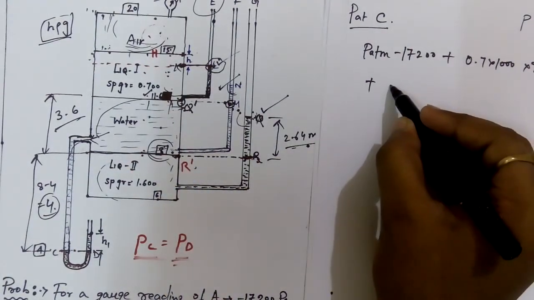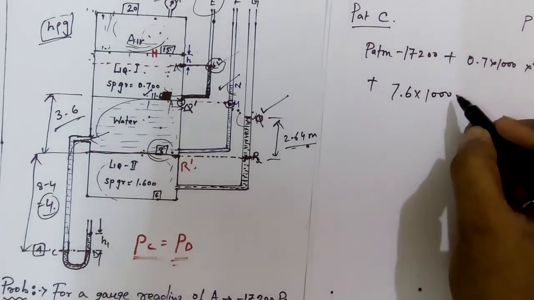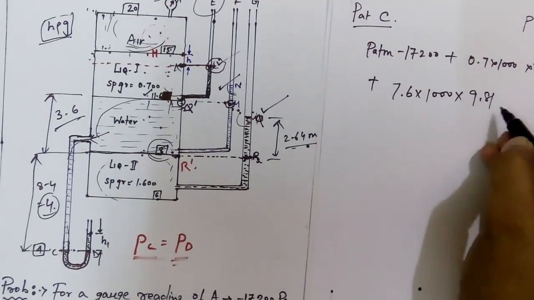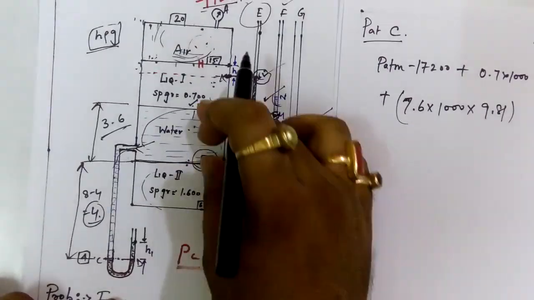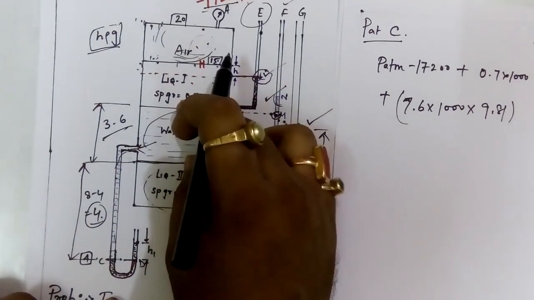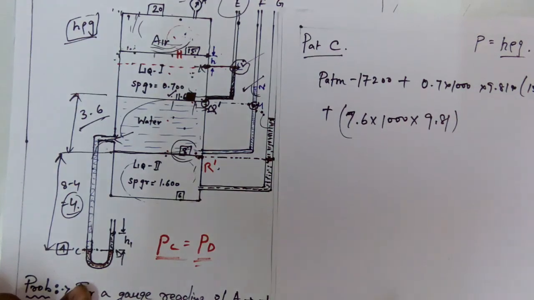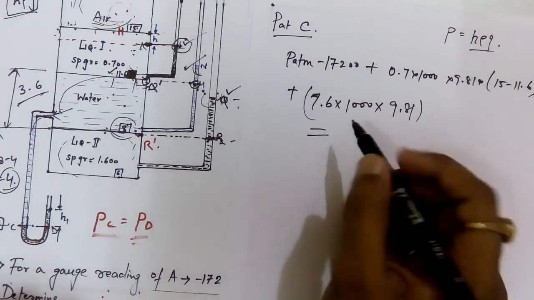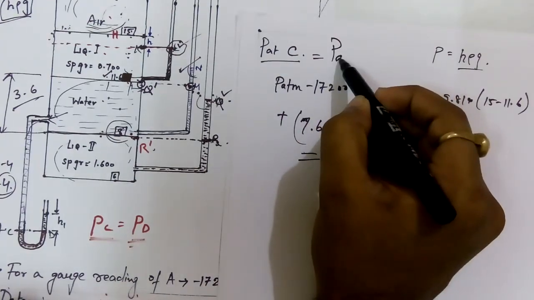So I can write that the pressure due to this water column is H rho g. What is the total H? 7.6 into density, I know 1000, into g which is 9.81. Instead of writing this and this individually and adding, I'm making it a single unit. Very simple. This is the pressure at C, which is equal to the pressure at D.